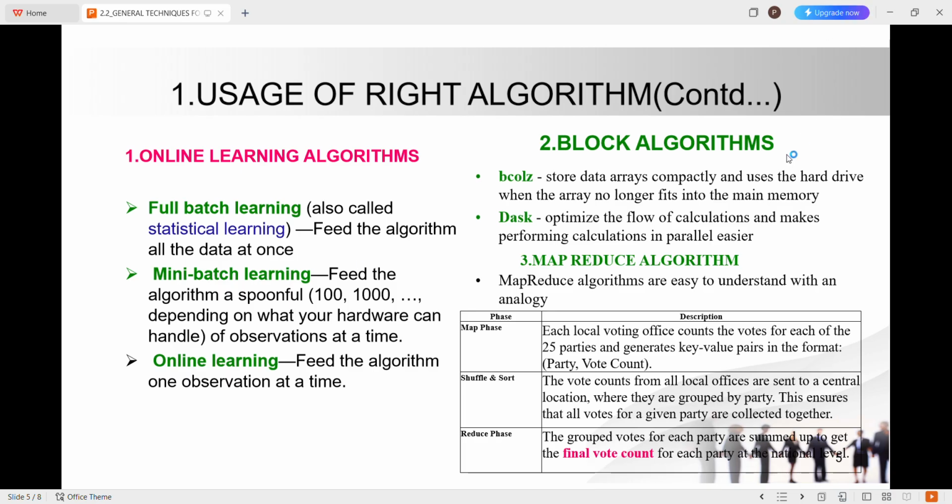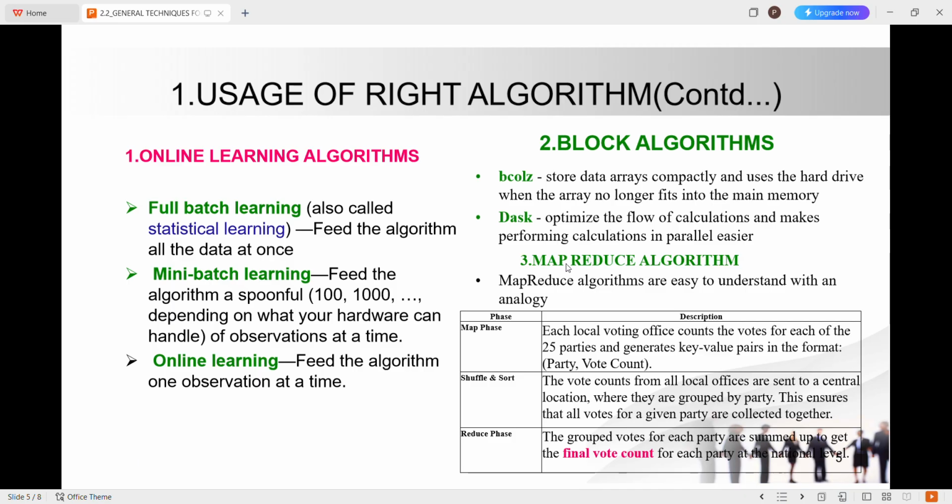Next we move on to your block algorithms. There are various tools used. Some of the things mentioned here are bcolz, which is nothing but a data compression tool. When the array no longer fits into the main memory, we can go in for a compression tool. Next is Dask, which is used as a calculation optimizer, wherein it performs calculations in a parallel manner, thereby making the task easier.